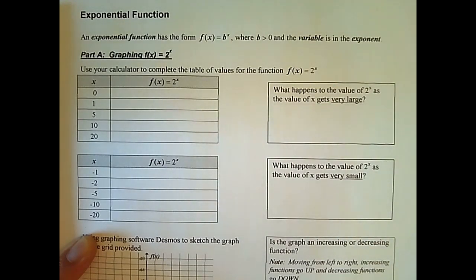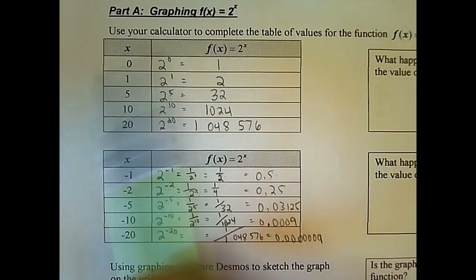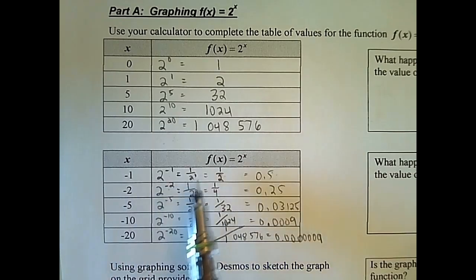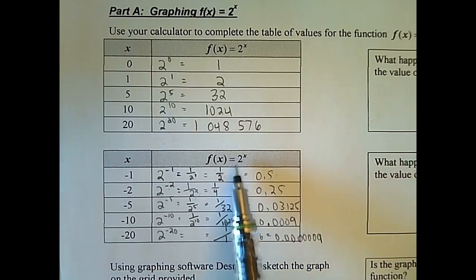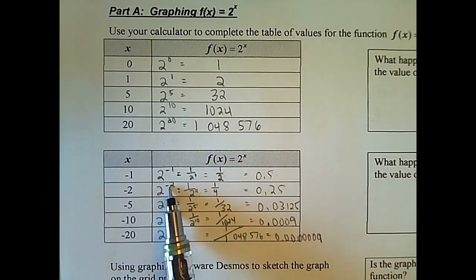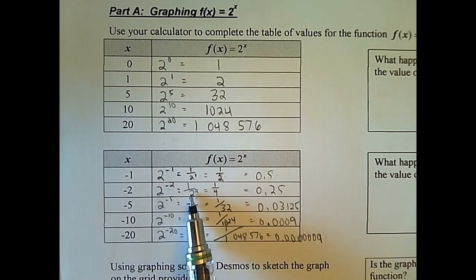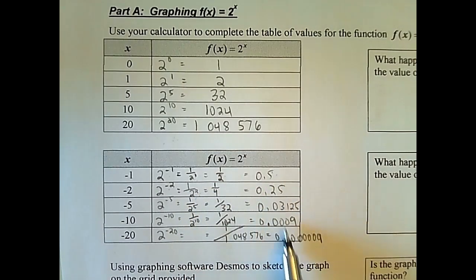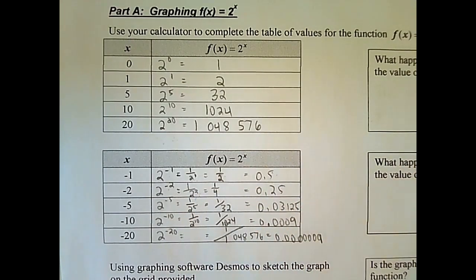So here are the values if you want to double check your answers. Just note for these negative x values, if I have a negative exponent, to get rid of that negative exponent, I move it to the bottom of a fraction. So it becomes 1 over 2 to the power of 2, which is 1 over 4, and then we divide to get these decimals. And we can see some patterns right now.